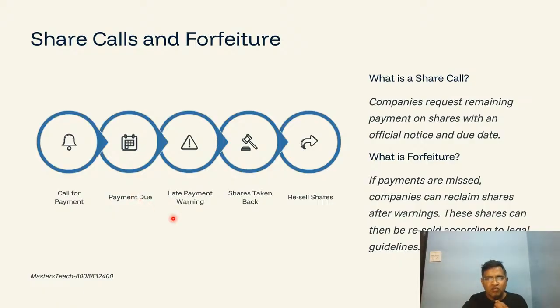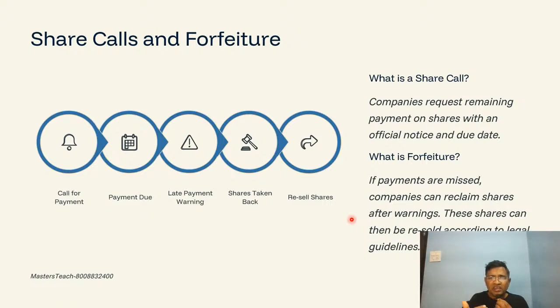Then, on the last day, a warning; then the shares are taken back and resold. Those who pay only part of the amount and do not pay the remainder will be issued a last payment due notice, the last warning. Then that is going to be forfeiture. Forfeiture means if the payments are missed, companies can reclaim the shares after warning. These shares can then be resold according to the legal guidelines.